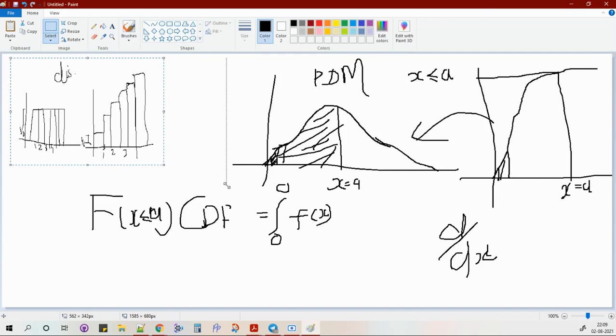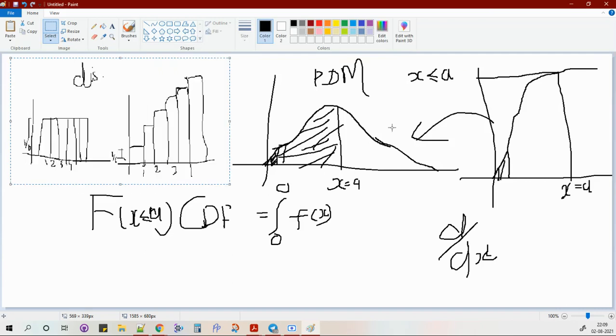The y-axis of a PDF will not be equal to 1, right? It can be any scale. Only for CDF it will be up to 1. For PDF, the value of y can be even 1,000 also. For a simple example, it could be 1,000.